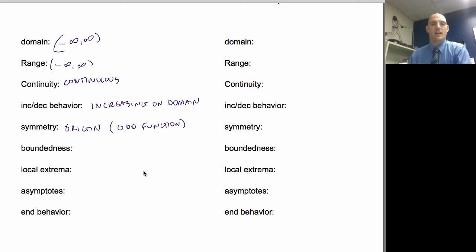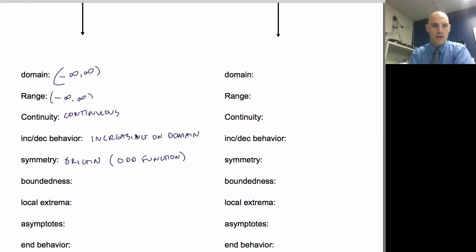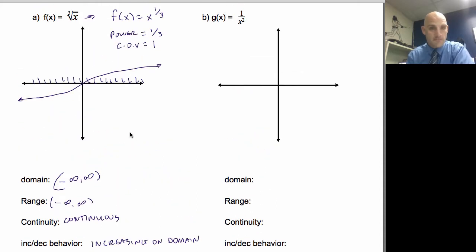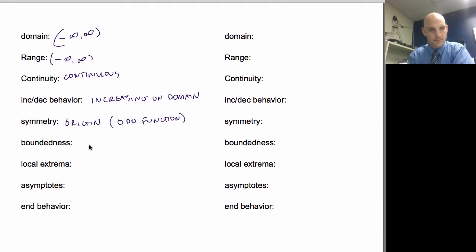Okay, boundedness. Does it have a boundary up here or below that the graph can't get past? Like, is it coming to y equals 5 and it won't get there? No, it's going to keep increasing. So if a function's always increasing, it's not bounded above. Well, if this keeps decreasing down this way, it's not bounded below either. So this is not bounded.